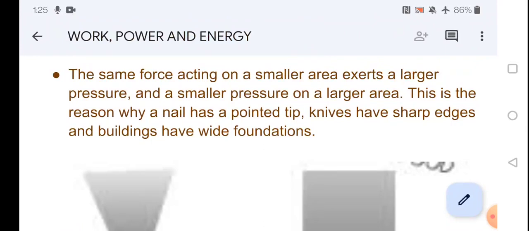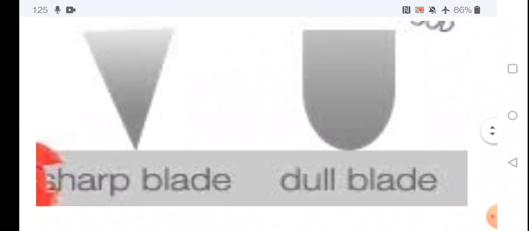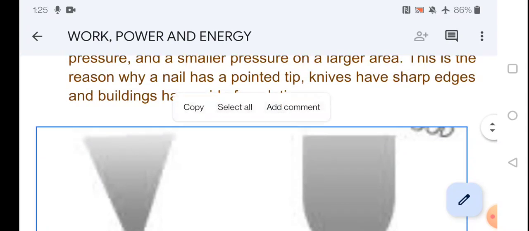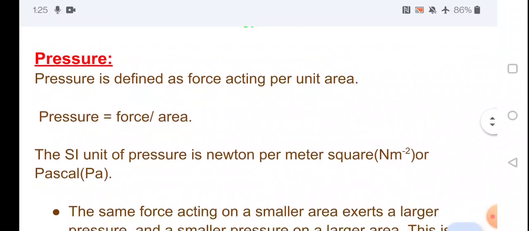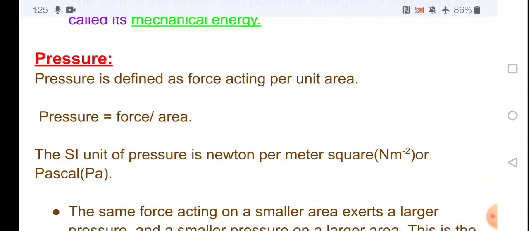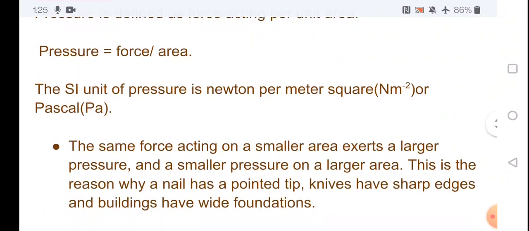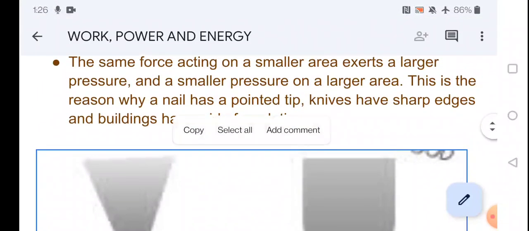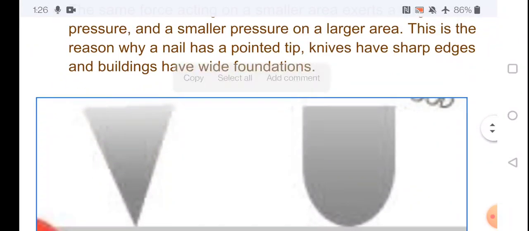Next, smaller pressure on the larger area. In the second picture, there is a larger area, so the pressure is also less. Area and pressure are inversely proportional. See the definition: pressure equals force divided by area. That is, pressure is inversely proportional to the area. If the area is more, pressure will be less. If the area is less, pressure will be more. This is the reason why a nail has a pointed tip, a knife has sharp edges, and buildings have a wide foundation.